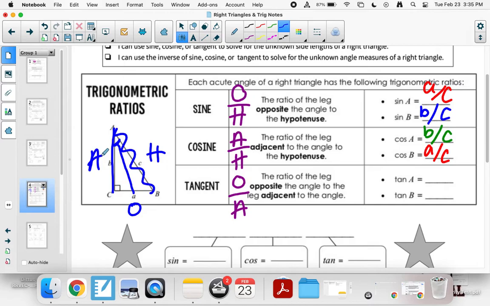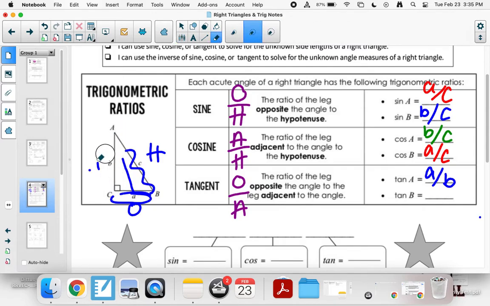So the opposite leg is this little A, and the adjacent leg is this B. Again, that's from A's point of view. So the tangent ratio is A over B. That fraction, A over B. Again, no hypotenuse involved, no C involved. Tangent is just the two legs.